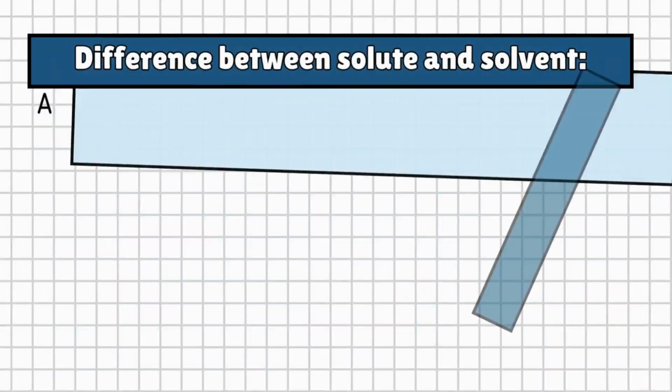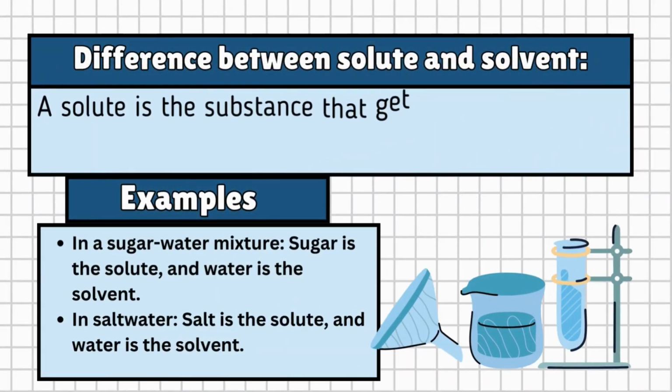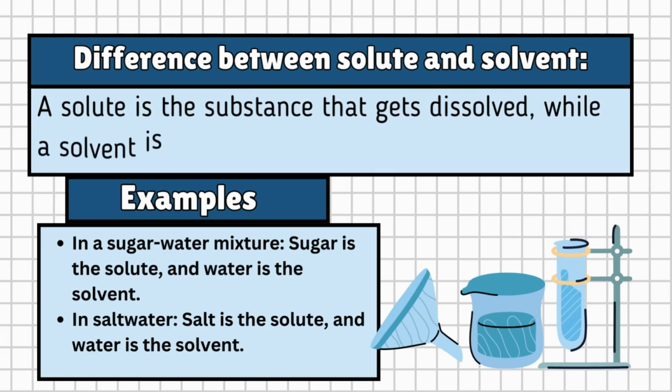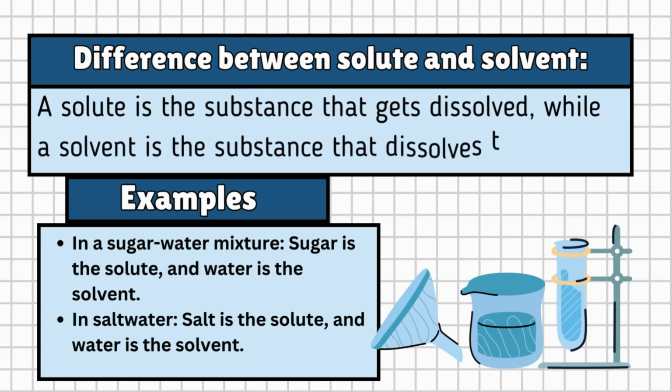Next question is about difference between solute and solvent. A solute is the substance that gets dissolved, while a solvent is the substance that dissolves the solute. For example, in a sugar-water mixture, sugar is the solute and water is the solvent. In salt water, salt is the solute and water is the solvent.